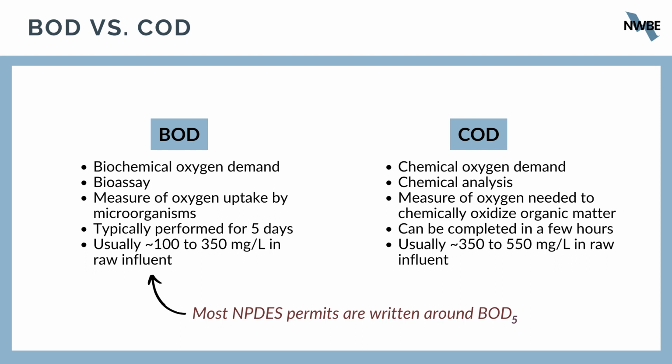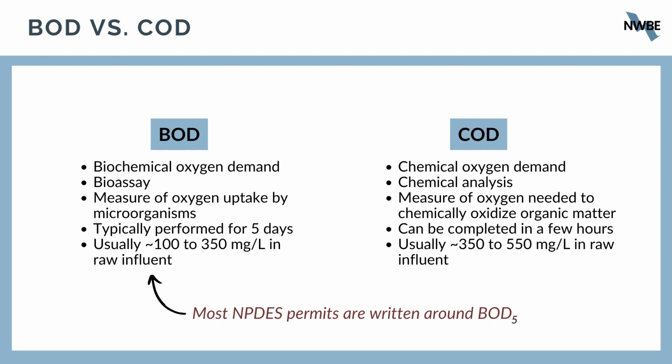The COD test can be completed in 2 to 3 hours, but as you can imagine, COD is measuring oxidizable organic matter that may not be readily accessible to microorganisms as food. Therefore, COD values in raw influent tend to be higher than BOD values, usually about twice as high. So typical BOD measurements in normal strength municipal wastewater are in the range of 100 to 350 milligrams per liter, whereas COD will normally be in the range of 350 to 550 milligrams per liter.